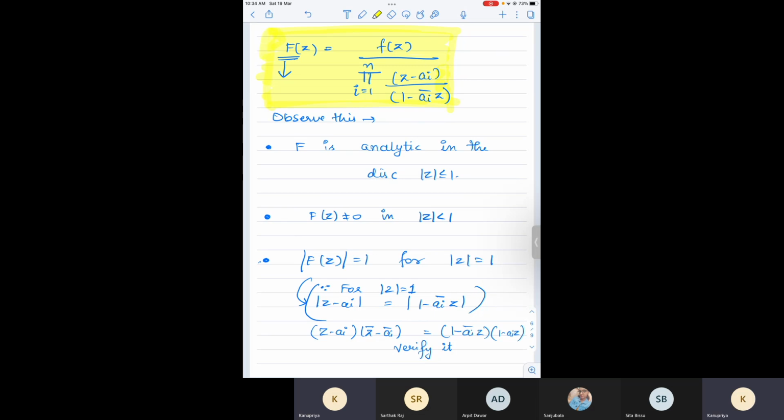Now we have to observe some facts about this function capital F. First of all, this function is analytic in the unit disk. Second, this is non-zero in the open disk. Third, we can see that its modulus is also 1 when mod z is equal to 1. These are the three observations we are making about this capital F function. Is it okay?